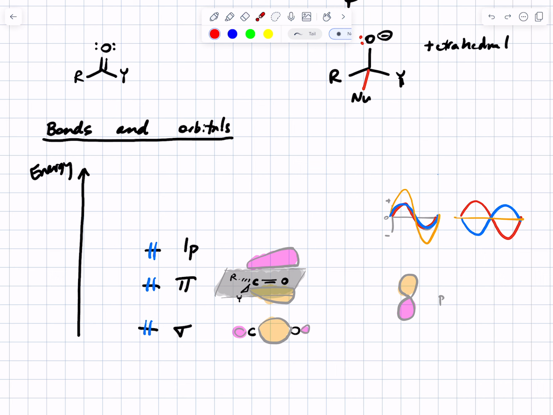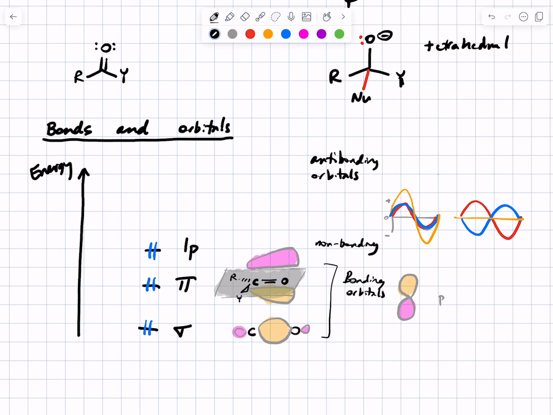Now, all of this maybe is review. There's a concept you maybe had and you maybe didn't have in 351, and that is the concept of an anti-bonding orbital. Just to clarify, the sigma and pi bonds are bonding orbitals. The lone pair is a non-bonding orbital. But up here we have things that are called anti-bonding orbitals. Some of you may have talked about this a lot, others maybe didn't.